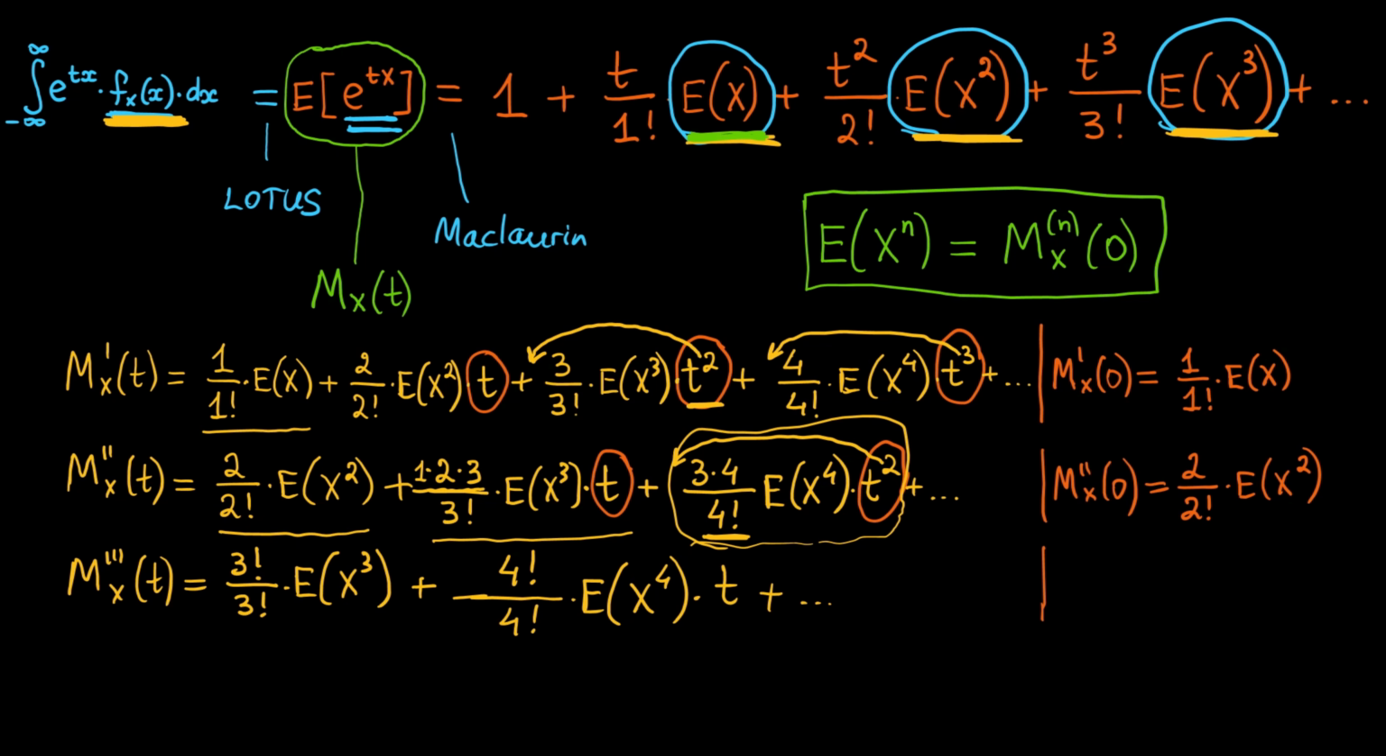Times the expected value of x to the 4th power times t plus ... And when we evaluate the third derivative at 0, we'll get the third raw moment as 3 factorial over 3 factorial times the expected value of x cubed.